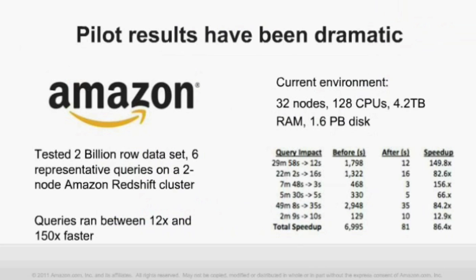And so their data warehouse, which costs several millions of dollars per year to run, has 32 nodes, 4.2 terabytes of RAM, and 1.6 petabytes of disk. And so again, this is costing millions of dollars to run. What we did was we took 2 billion records and 6 of the most complex queries that they usually run on this data warehouse and did a benchmarking on those.